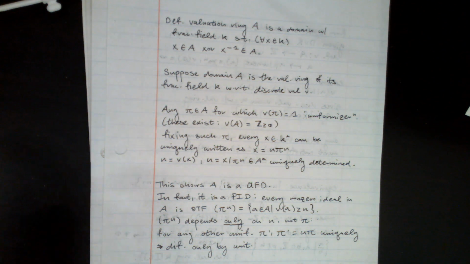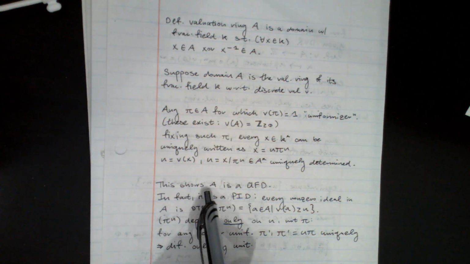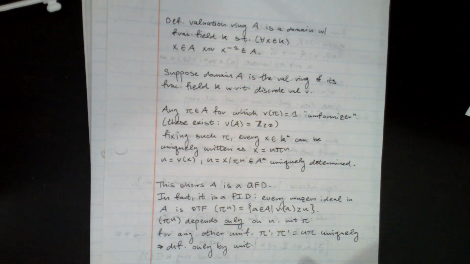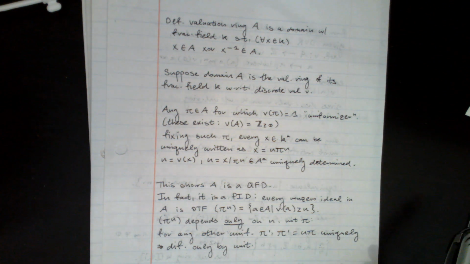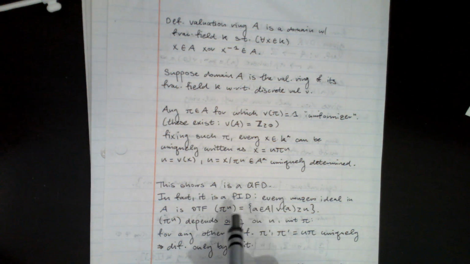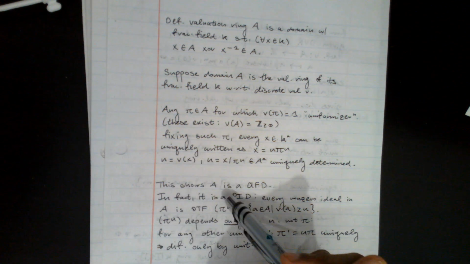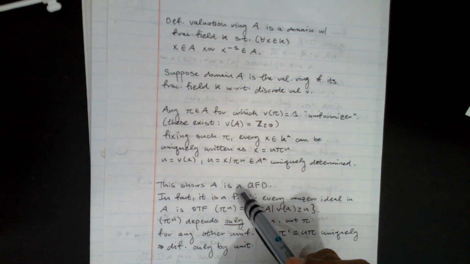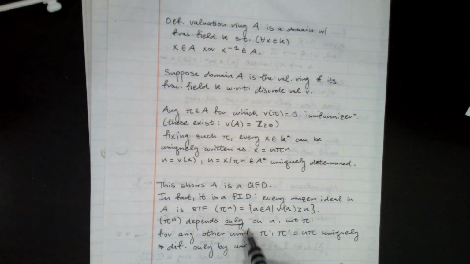Because of exactly what I've just said, that we can always break apart elements uniquely as such, every discrete valuation ring is a UFD, a unique factorization domain. More can be said. In fact, it's a PID, a principal ideal domain. Note the classic implication, PID implies UFD. If you have a principal ideal domain, you're automatically getting unique factorization of your elements.